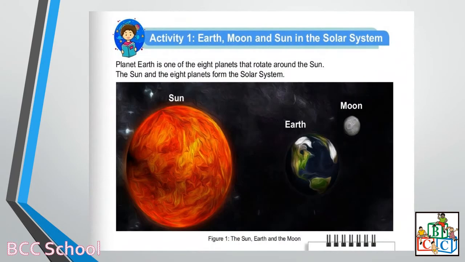Take a look in your book, page 104. We are going to read on the Earth, the Moon and Sun in the solar system. We will read together. Planet Earth is one of the 8 planets that rotate around the Sun. The Sun and the 8 planets form the solar system, as you can see in figure 1.